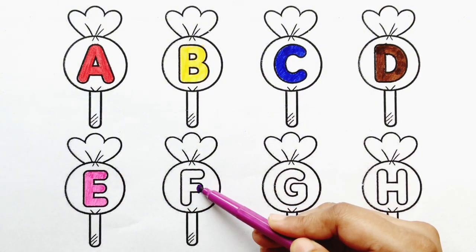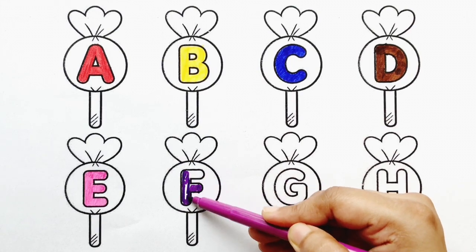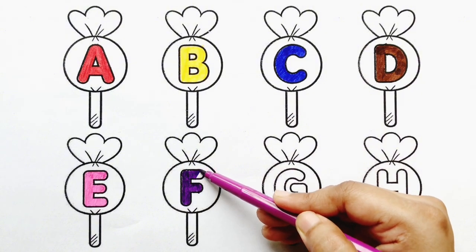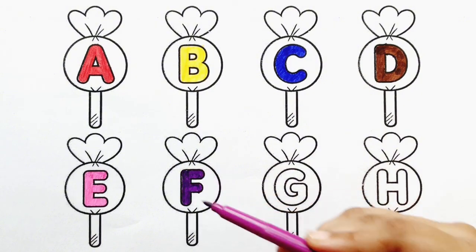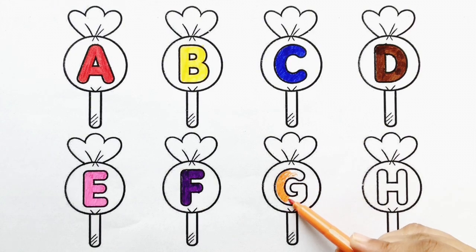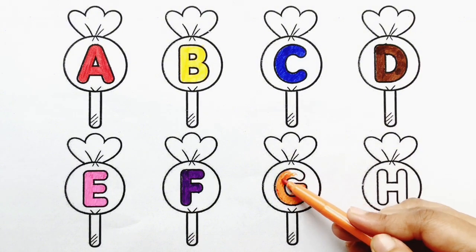Next letter is F. Purple color. F for fish and F for flower. Next letter is G. This is an orange color. G for grapes and G for ghost.